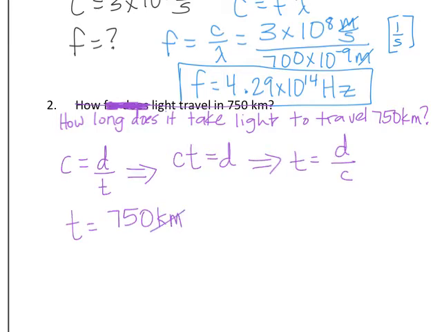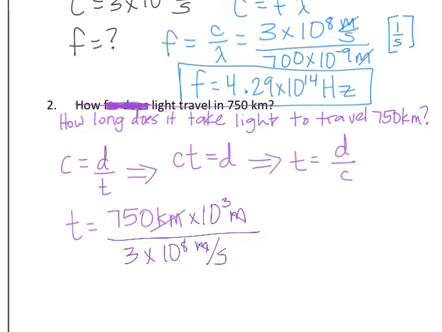So instead of kilometers, I'm going to say 750 times 10 to the third meters, because we want our units to match up. And then our speed of light is 3 times 10 to the 8th meters per second. Our meters will cancel out with each other and we'll end up with units of seconds. So go ahead and type that in your calculator and see what you get.